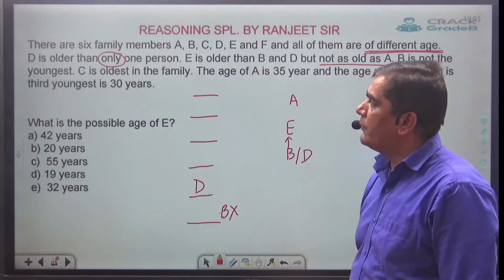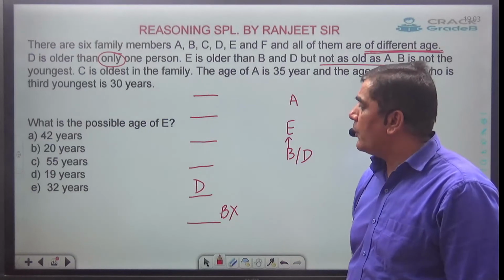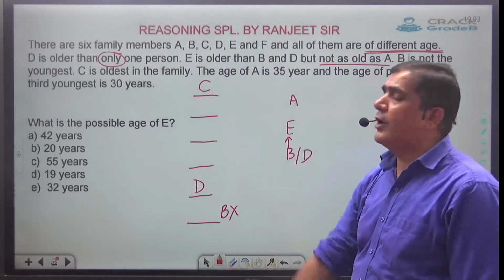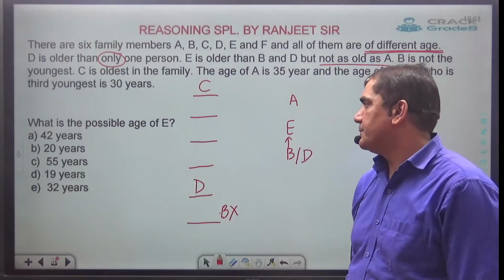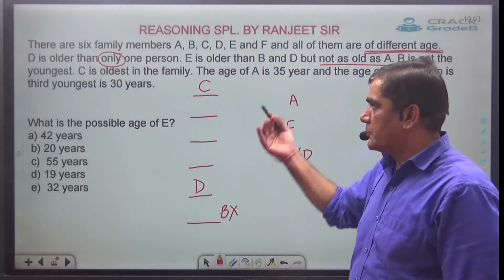B can't be over here. Next one. C is the oldest in the family. Oldest means at the top will be C. Now they have given the age, so let's arrange them first.